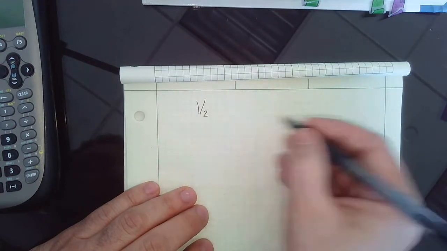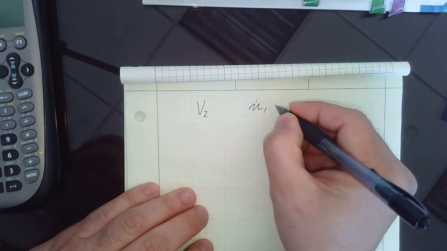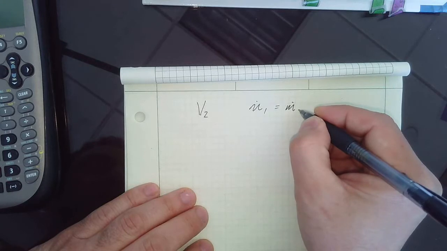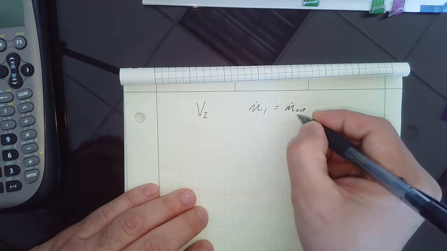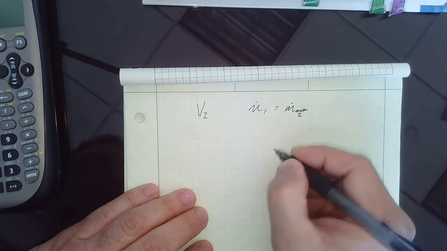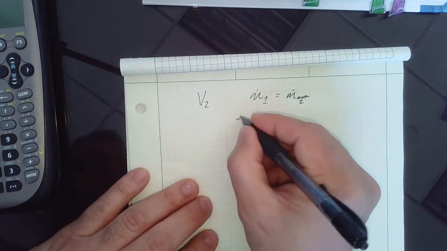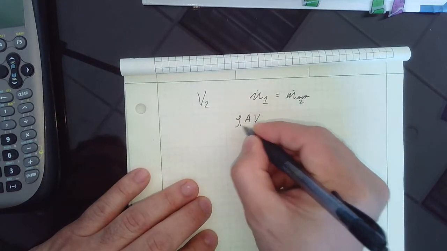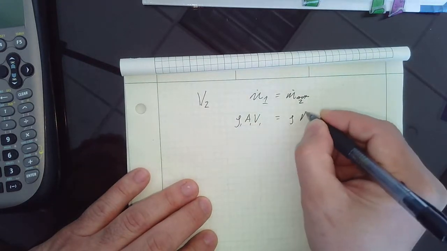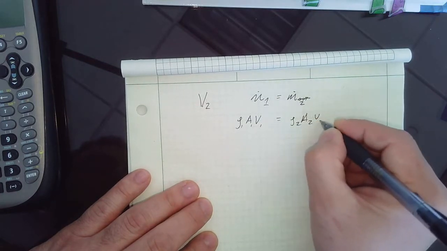Well, we can leverage the continuity equation. M dot in equals m dot out. And we know those to be equal, right? We can call this station 2, and this is station 1. So rho A V at station 1 must equal rho A V at station 2.